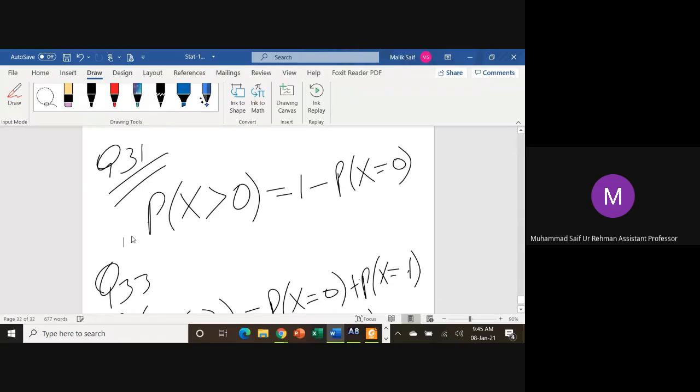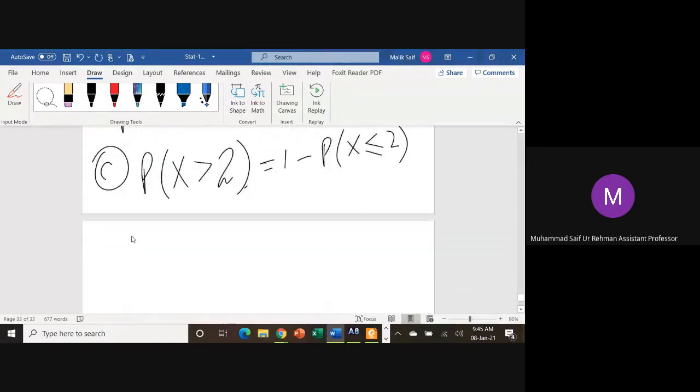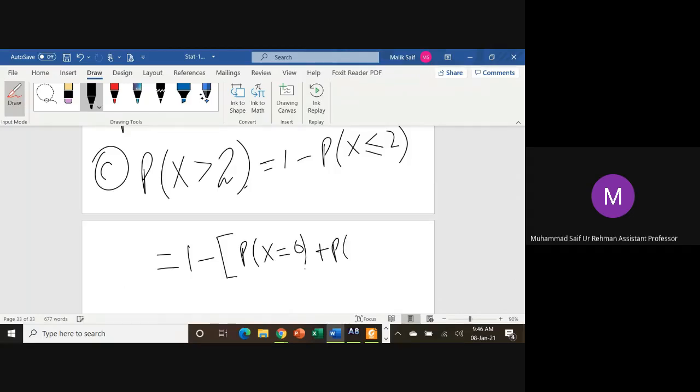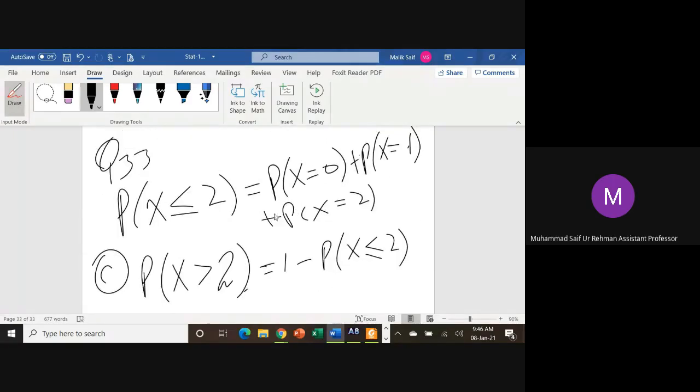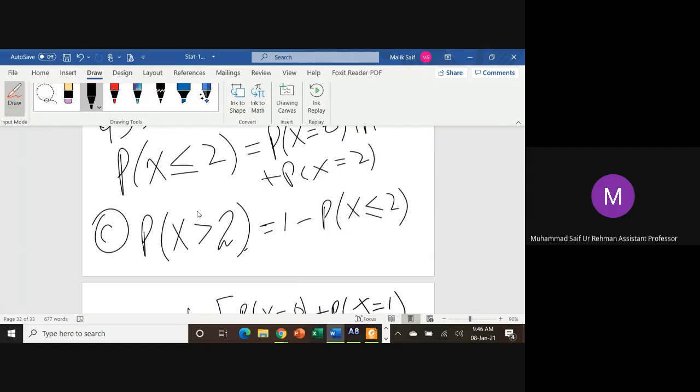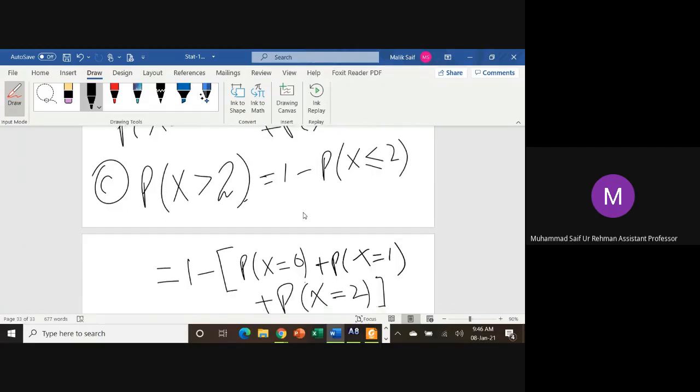Why? Because in this case, you would simply have to write down three terms. 1 minus probability of x is equal to 0, plus probability of x is equal to 1, plus probability of x is equal to 2. So all three possibilities you will write down over here. And you have already calculated the probability of x less than or equal to 2. So you will simply substitute this value over here and subtract that value from 1. You will have the answer for this.